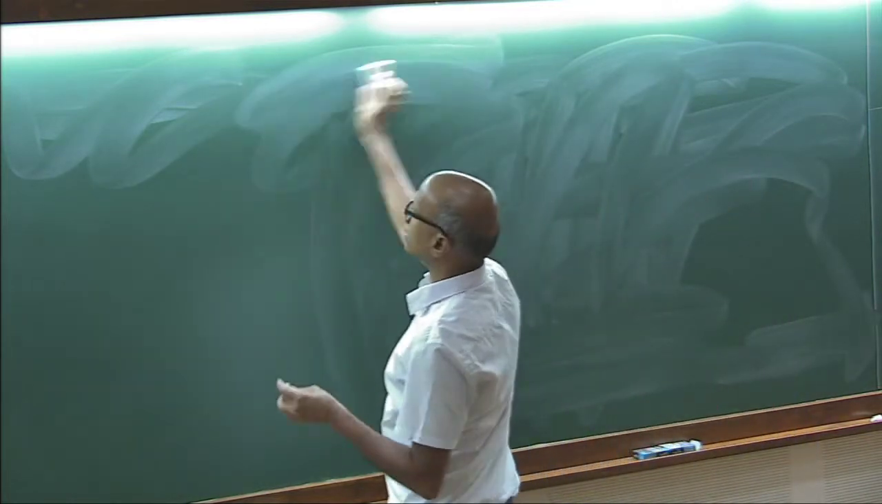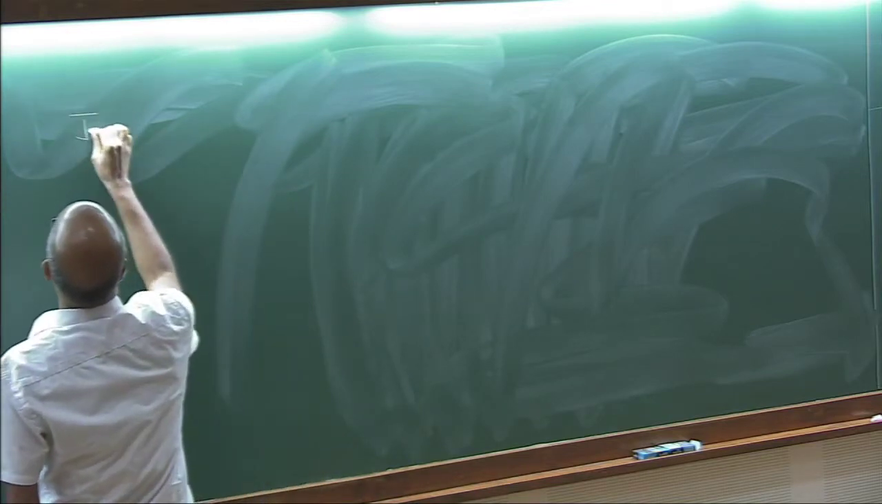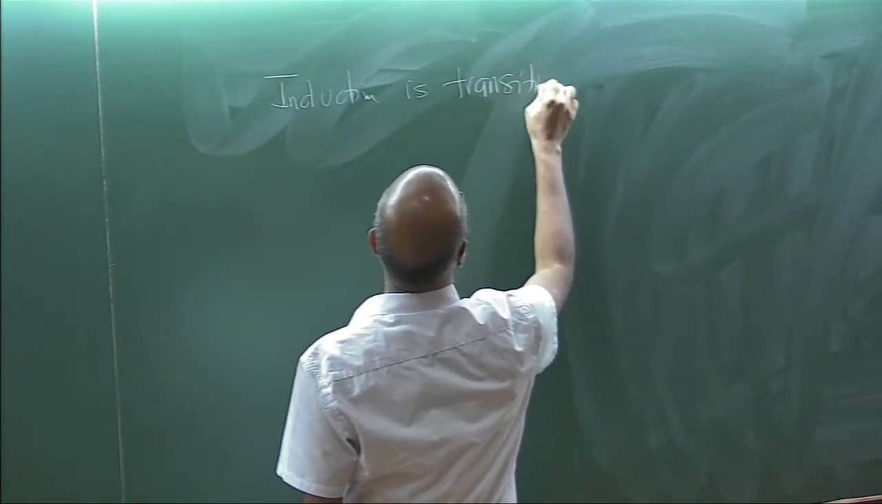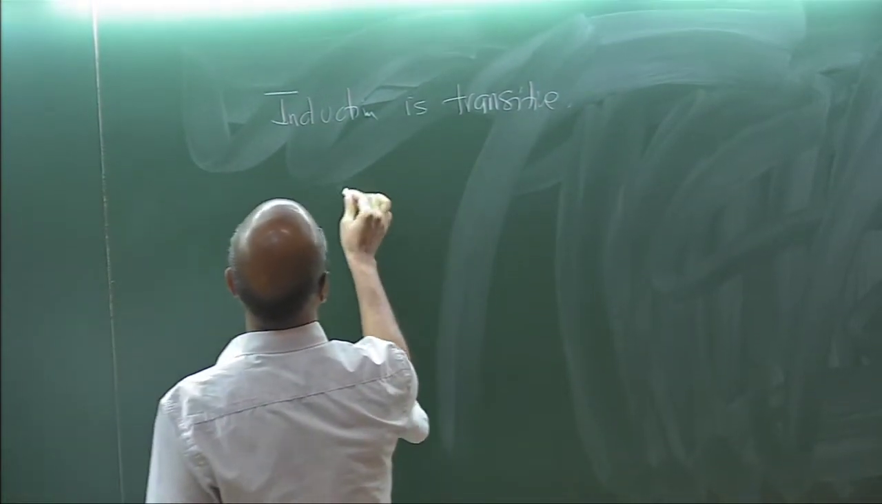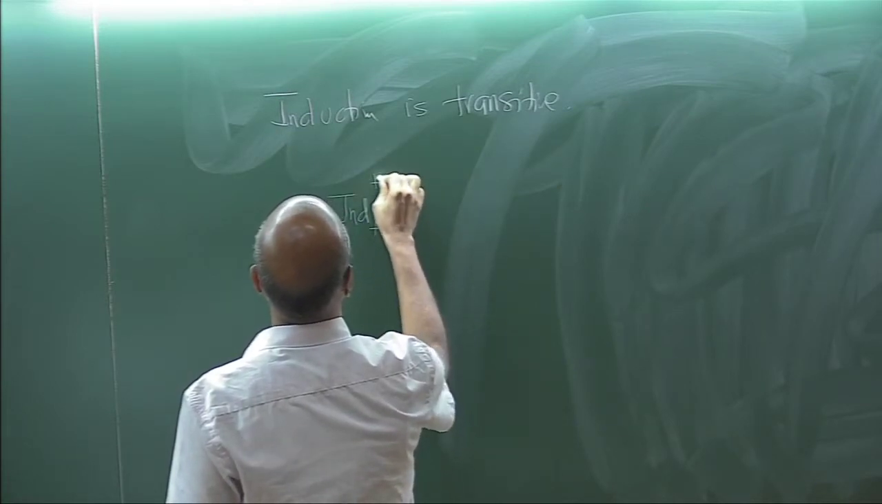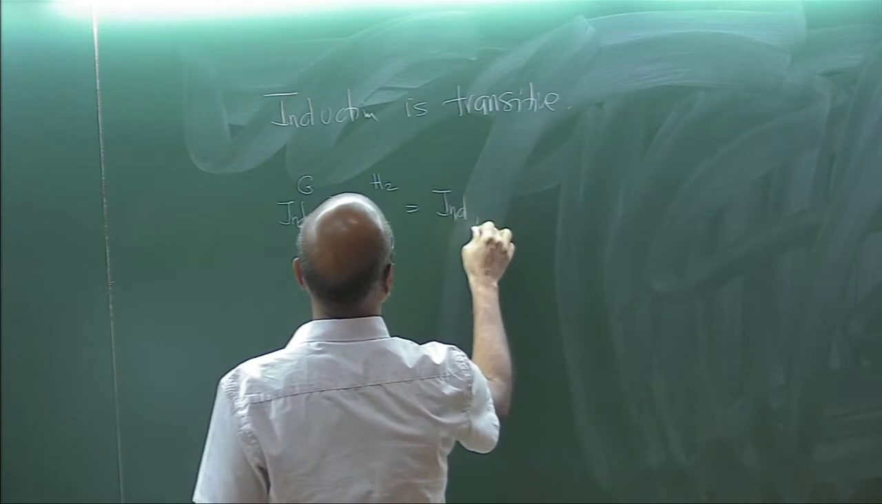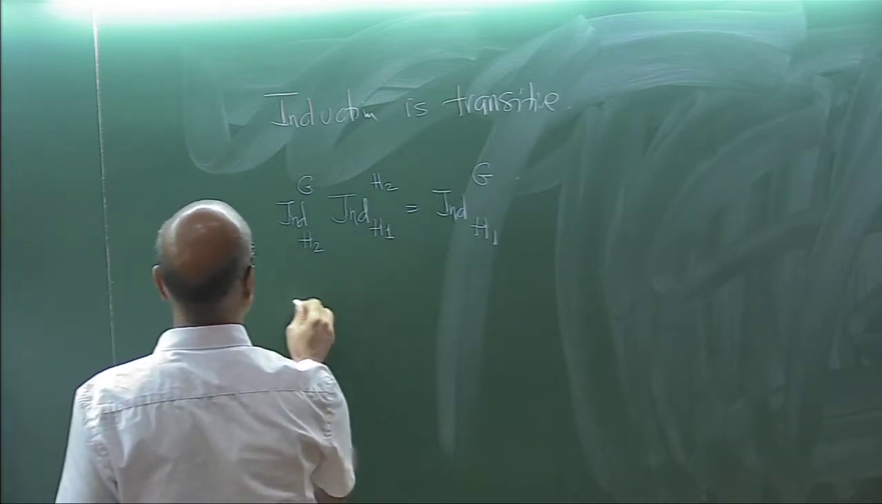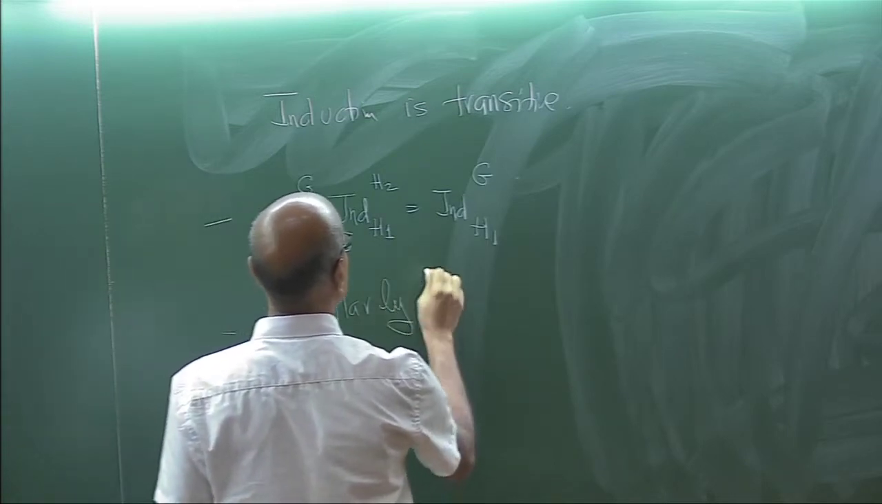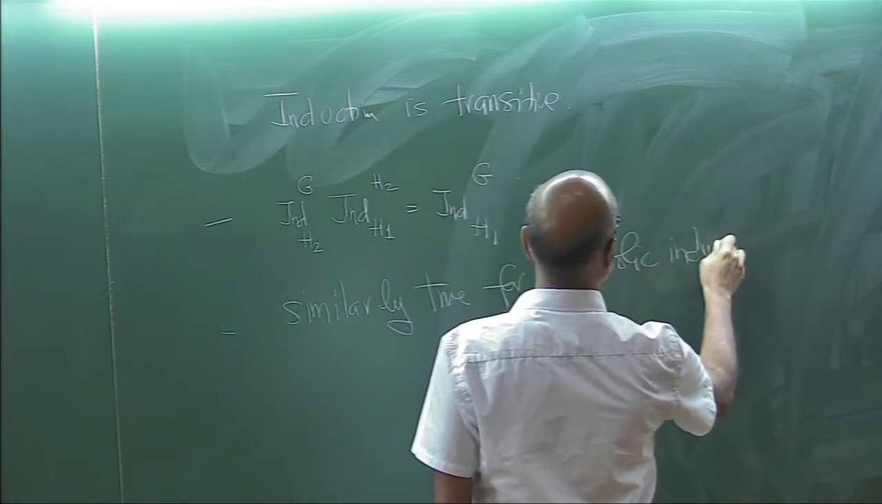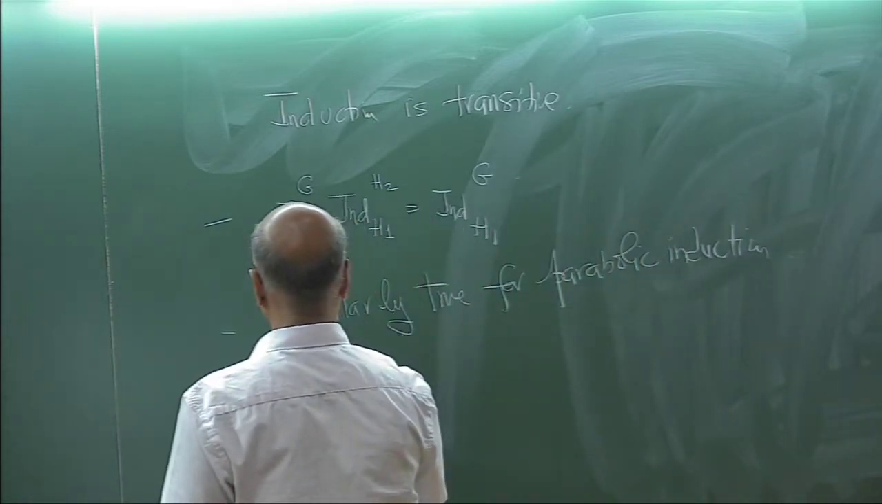Yeah, I was indeed thinking that I had some other remark to make. So one of the important properties of induction is that induction is transitive. Which means that induction from H1 to H2 and then induction from, let's say, H2 to G equals induction from H1 to G. And this is something which is also true in the parabolic context. And so similarly true for parabolic induction. And also it's true for Deligne-Lusztig induction.